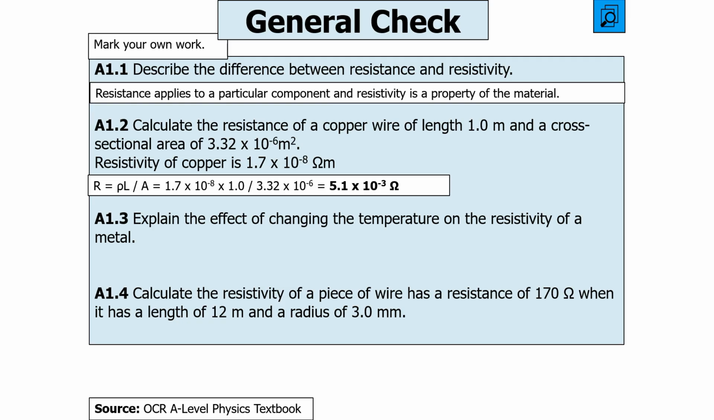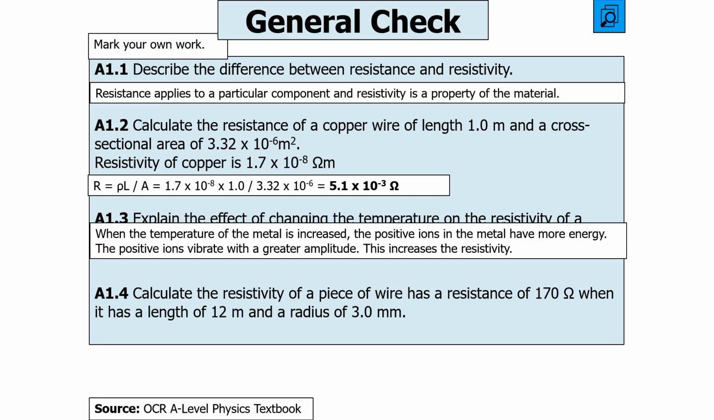Now you're given all the values in the question, so you pop them into the equation, and it's 5.1 times 10 to the minus 3 ohms. Now when the temperature of a metal is increased, it's a conductor, the positive ions in the metal have more energy. So the positive ions will vibrate with a greater amplitude. You'll get a greater frequency of charge carrier and ion collisions, so therefore the resistivity has increased.